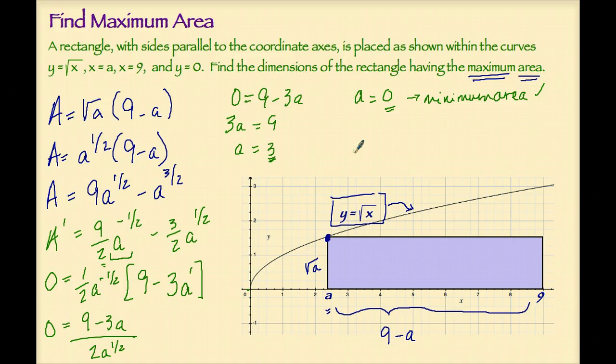That means that our dimensions of this rectangle should be 9 minus a, which is 3. That will be a length of 6. And then, of course, the square root of 3 will be your width. So this is going to be the square root of 3 by 6. Those are the dimensions of the rectangle with maximum area given the constraints given here.